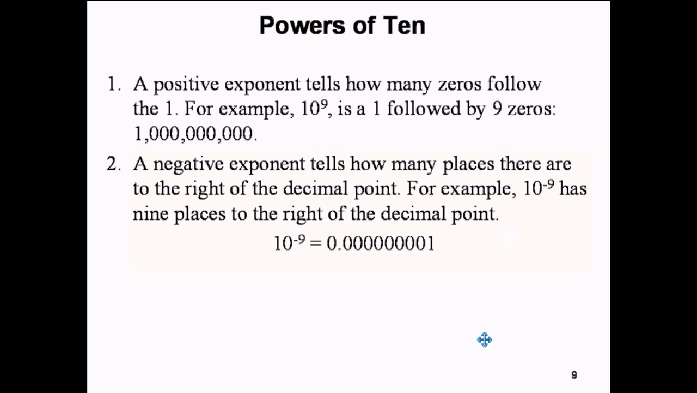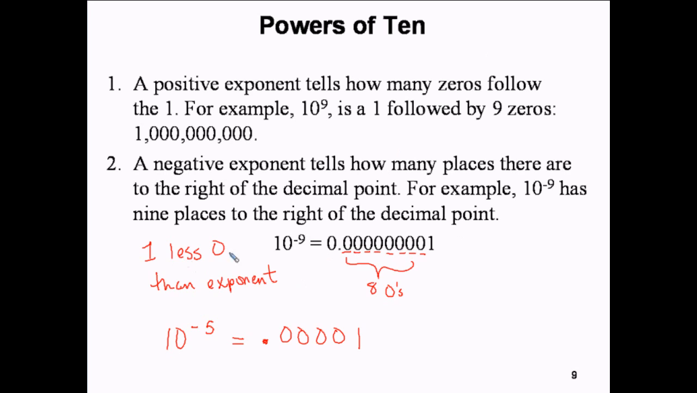If I have a negative exponent, that tells me how many decimal places I have with a 10. So if I have 10 to the negative 9, I have 1, 2, 3, 4, 5, 6, 7, 8 zeros, and then my 1 to make 9 decimal places. Okay, so if the exponent's positive, number of zeros. If the exponent's negative, number of decimal places. Any questions on those two things?